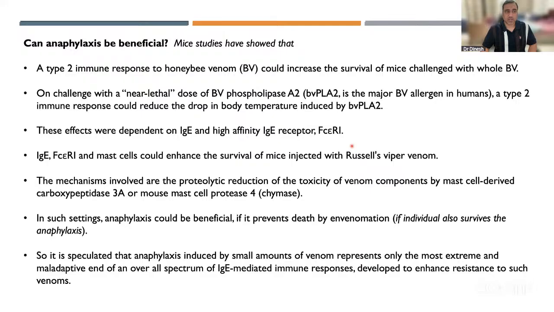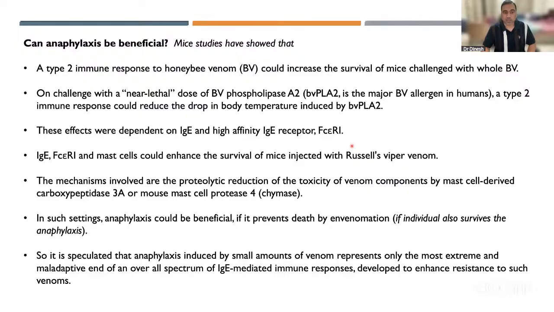My studies have shown that a certain type 2 immune response to honey bee venom, BV, would increase the survival of mice if challenged with whole bee venom. And with one of the major bee venom components, bee venom PLA2, when a near-lethal dose was given, a type 2 immune response reduced the drop in body temperature induced by BVPLA2. This is commonly seen in humans, but this study was done in mice. These effects were dependent on IgE and the high-affinity receptor. IgE, the high-affinity receptor, and mast cells could enhance the survival of mice injected with Russell's viper venom.